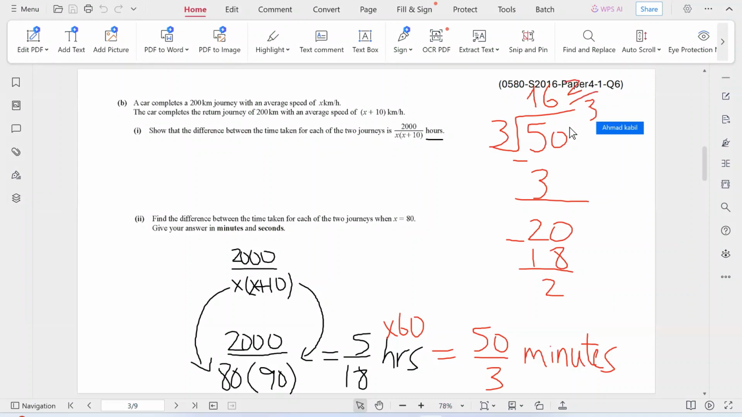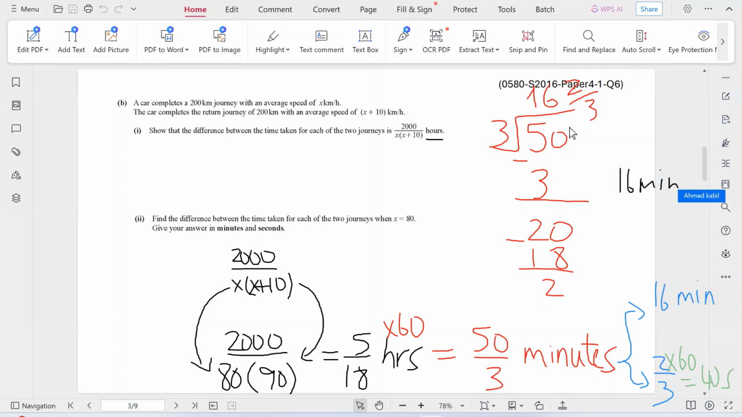So how does this help us? Because we know that we have 16 minutes. So this amount is equal to 16 minutes and 2 over 3 minutes. And we want to get rid of the 2 over 3 minutes. So we convert it to seconds by multiplying by 60. And that gives us 40 seconds. And this is our final answer, 16 minutes and 40 seconds.